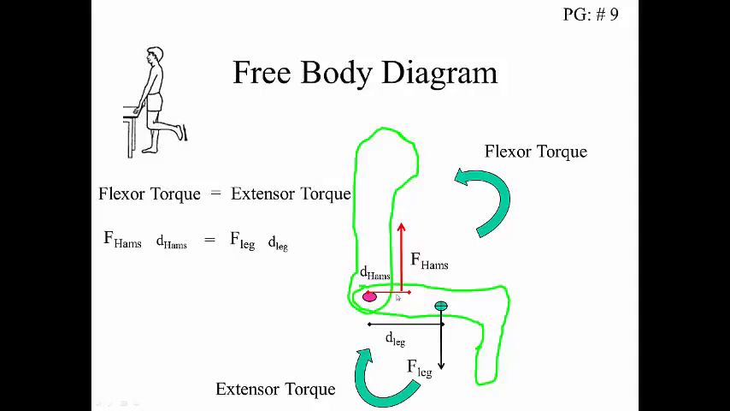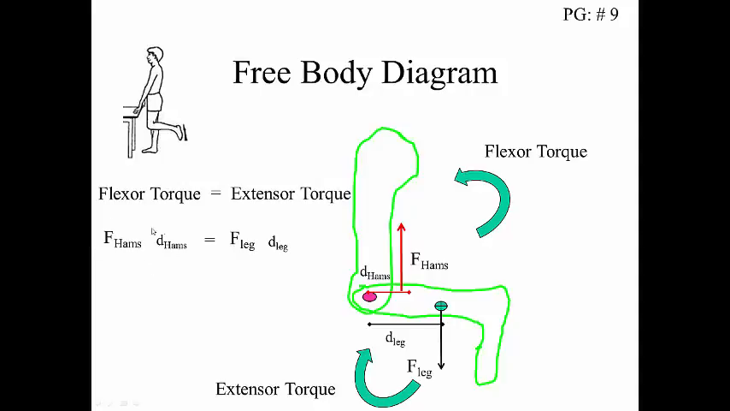So here's my beautiful free body diagram. This is supposed to be my thigh, lower limb, and my foot. And so the weight of the leg is acting down at a certain moment arm, and that's pulling you into extension, so creating an extensor torque. The force of the hamstrings acting at the moment arm for the hamstrings is pulling you into flexion.